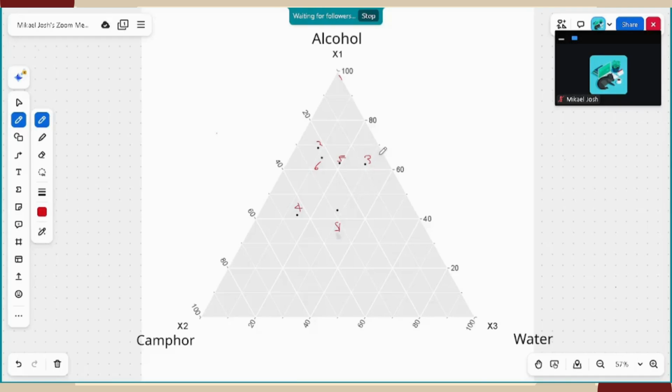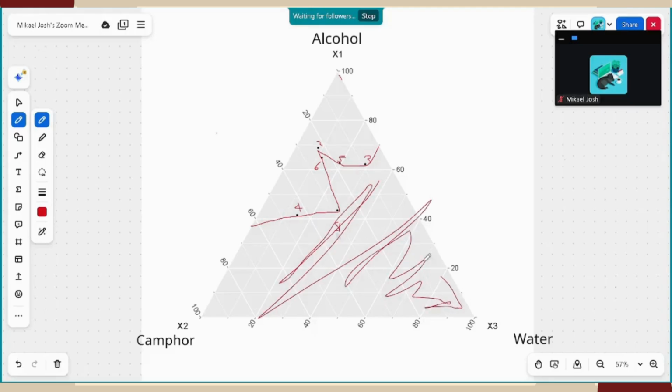Then we draw the binodal curve. We just need to connect the dots. We connect our samples here. This side here, this one indicates the immiscible region of the diagram.